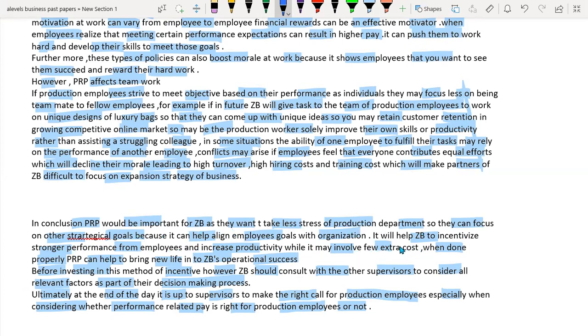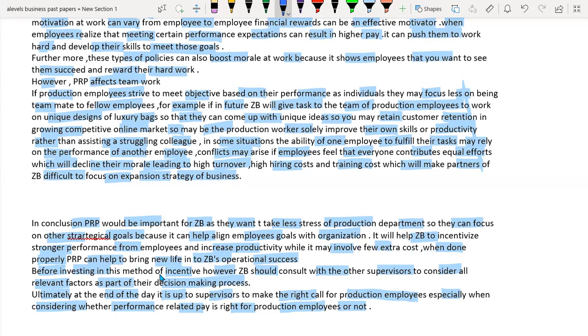Whenever you are concluding your answer and giving a recommendation, you have to write the negative points again, and talk about the other internal or external factors which will influence your choice. This would be your evaluation part. So it will help ZB. With few extra costs, when done properly, PRP can help bring new life to ZB's operational success, because operational success is very important to expand further.